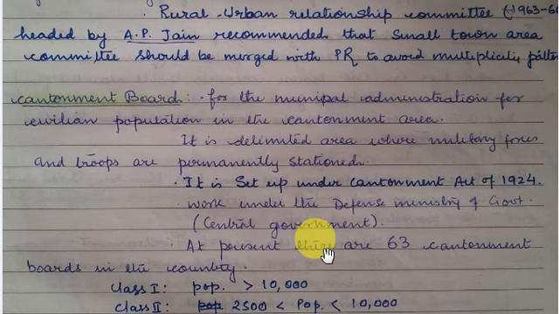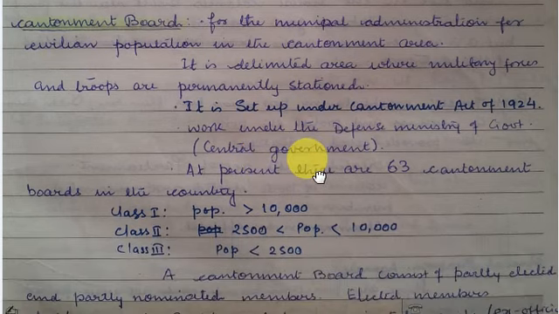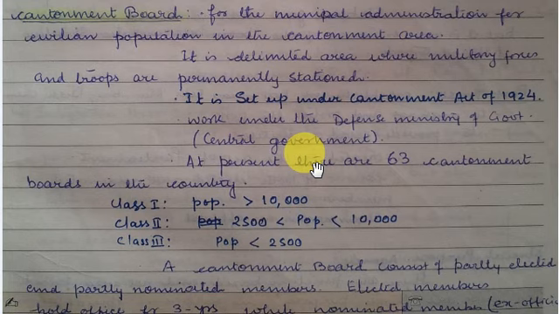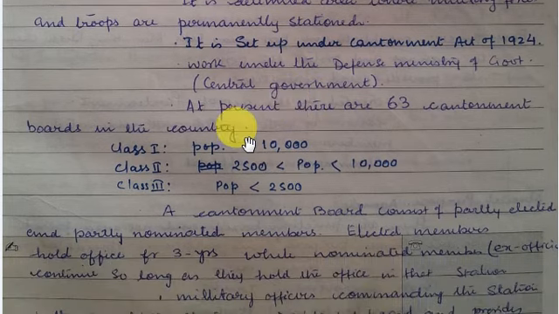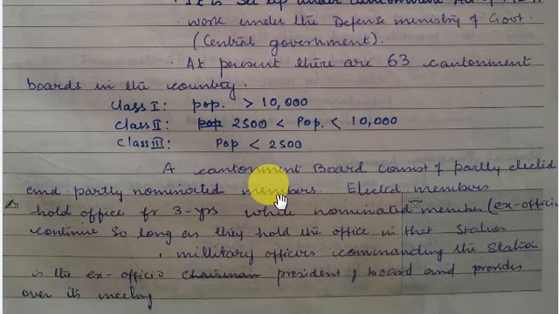At present, there are 63 cantonment boards in the country. A cantonment board also has classes. Class 1 is when the population in that area is greater than 10,000. Class 2 is when the population is less than 10,000 but more than 2,500. And class 3 is when the population is less than 2,500.